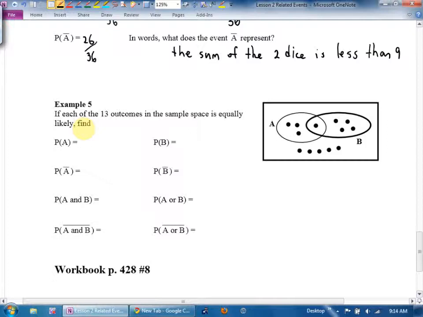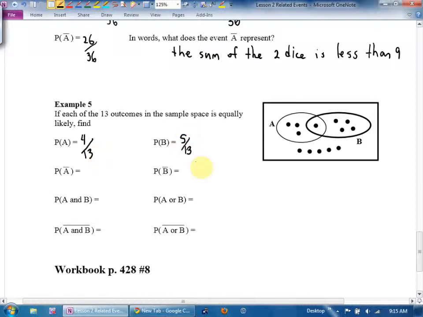What's the probability of A? I'll give you a hint. It's out of 13. I'm going to give you another hint. Don't say 3 out of 13, because it's not. Yeah, there are 4 circles in oval A. 4 out of 13. What's the probability of B? 5 out of 13. What's the probability of not A?